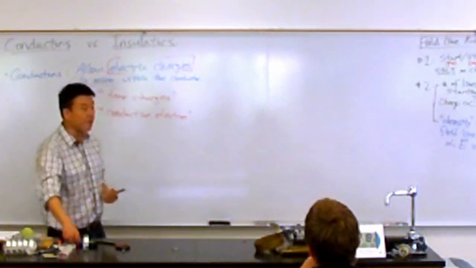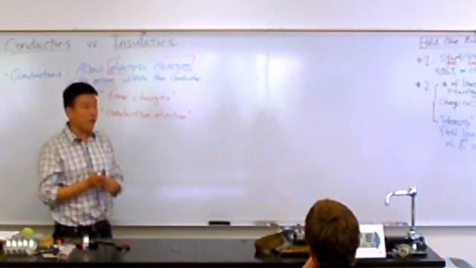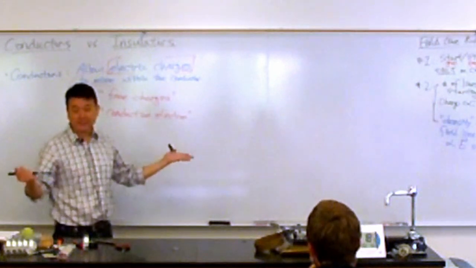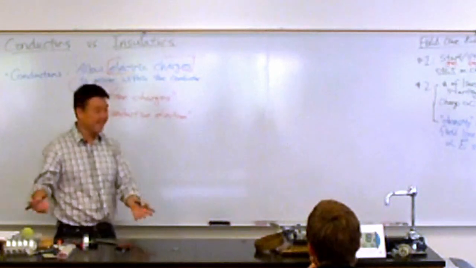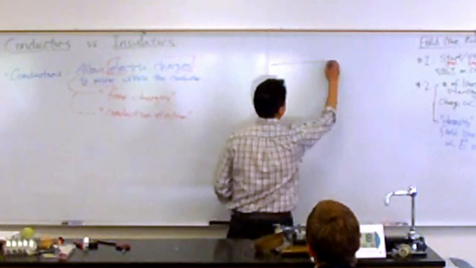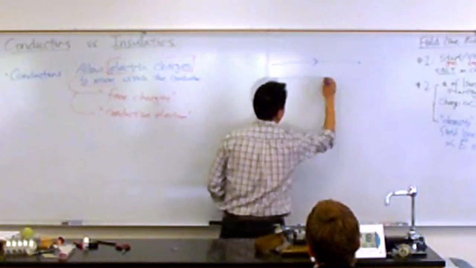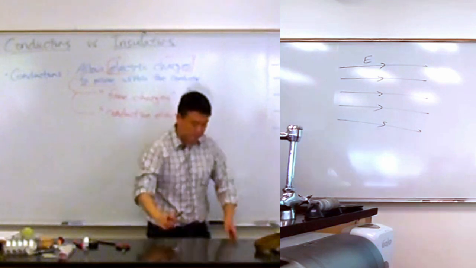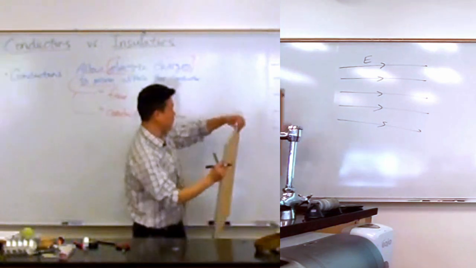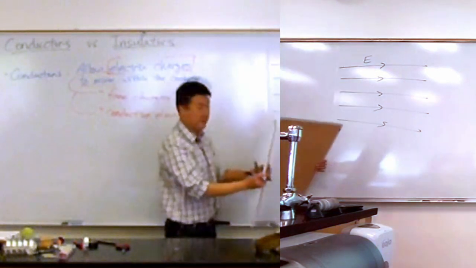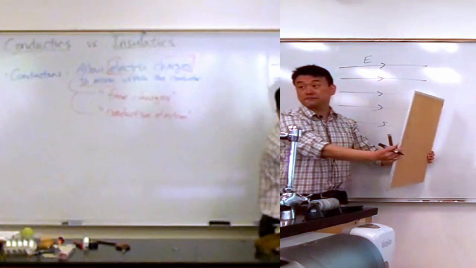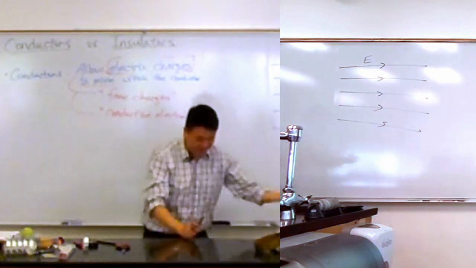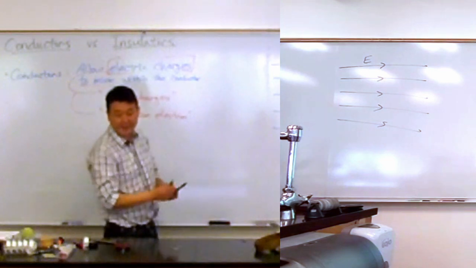Let's say I have a region of space where I have set up an electric field. Don't worry about how I did it. I'm just telling you that I did it. The likely way I would have done it is by placing a plane of positive charges here and a plane of negative charges here. That would have given me this electric field. But it doesn't matter. You don't have to worry about it.